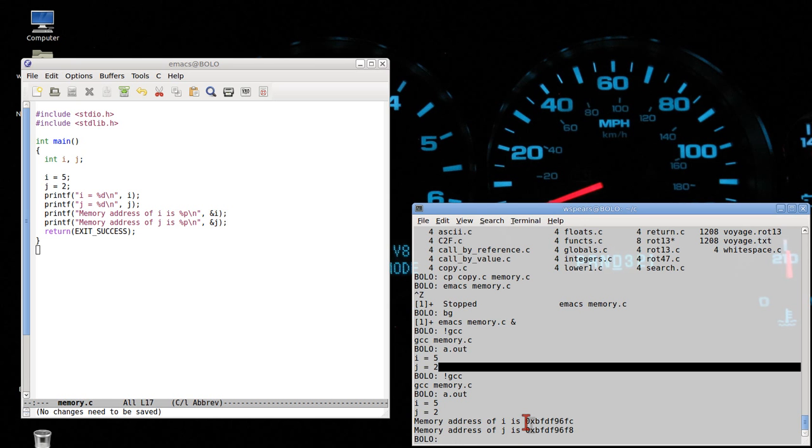Okay, address locations are printed in this format. The 0x means that the rest of these characters are in hexadecimal. For those of you who don't know hexadecimal, that's base 16. So in decimal we have digits from 0 to 9. In hexadecimal we have digits from 0 to 9 and then A, B, C, D, E, and F, where F is 15, in the way we would normally think about things.